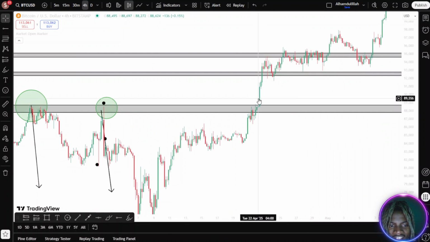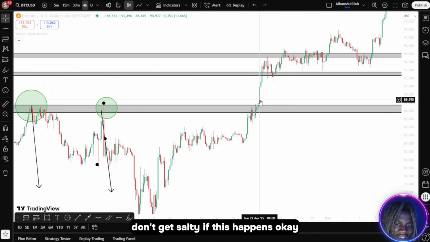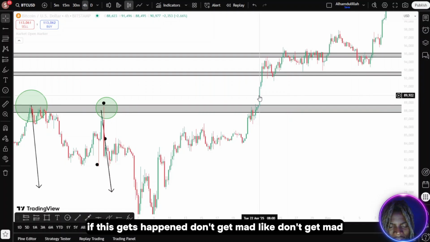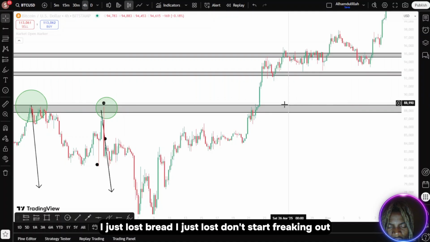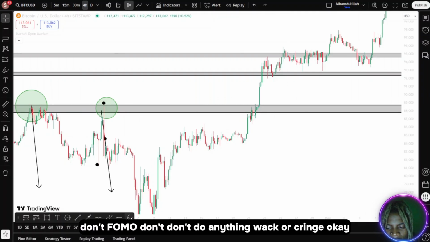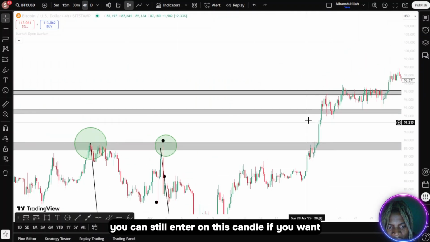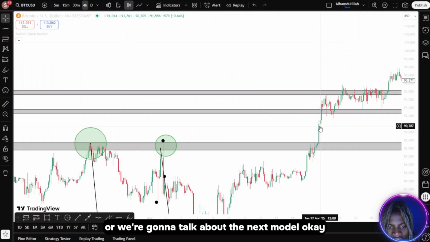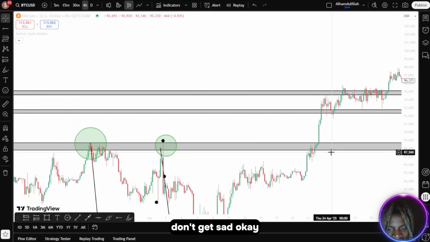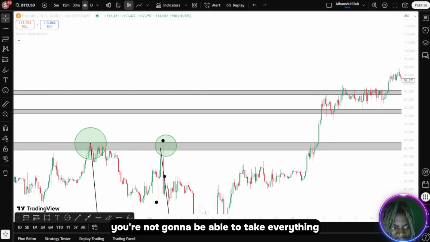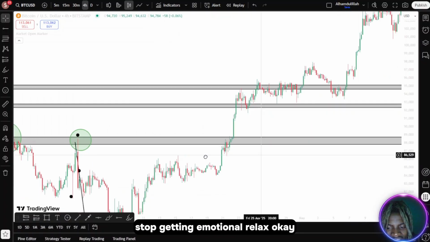All right. Don't get salty if this happens. Don't get mad. Don't be like, dang, bro, I just lost bread. Don't start freaking out. Don't FOMO. Don't do anything whack or cringe. You can still enter on this candle if you want, or we're going to talk about the next model. If you see a heavy burst and you miss it, don't get sad. You're not going to be able to take everything. Stop getting emotional. Relax.